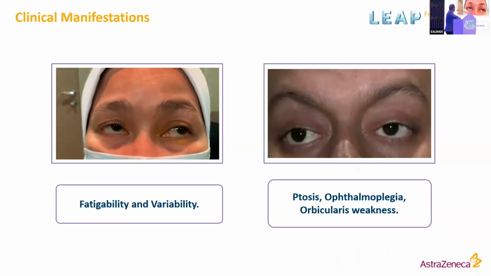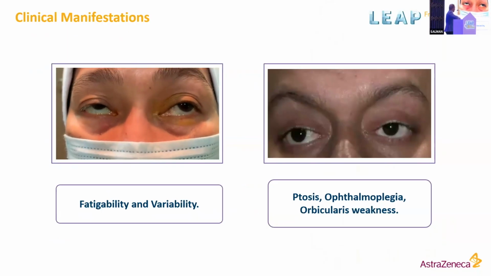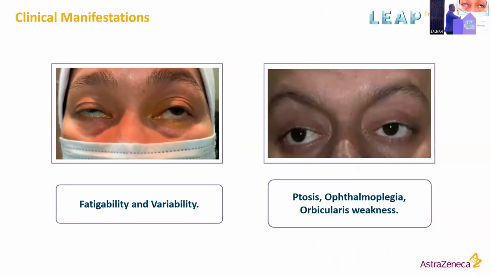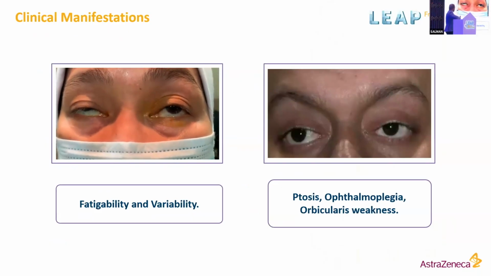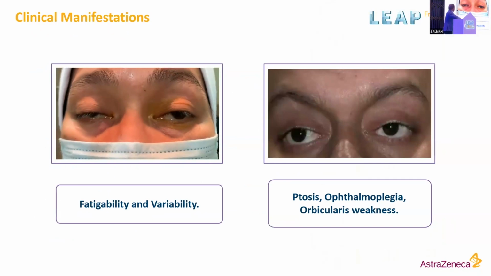So whenever we assess a patient with myasthenia, we look for fatigability and variability. And variability is probably more important because when I assess the patient, when I'm trying to measure him using prisms and so forth, these things can fluctuate during the test.